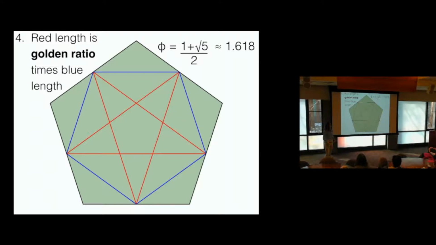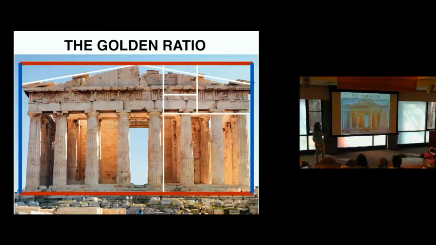There's an expression for it. And here's some of the places it has come up. So for example, here is the Parthenon. The idea is that the ratio of its width to its height is this same ratio, this 1.618 to 1, the same as our red ribbon to blue ribbon length ratio.